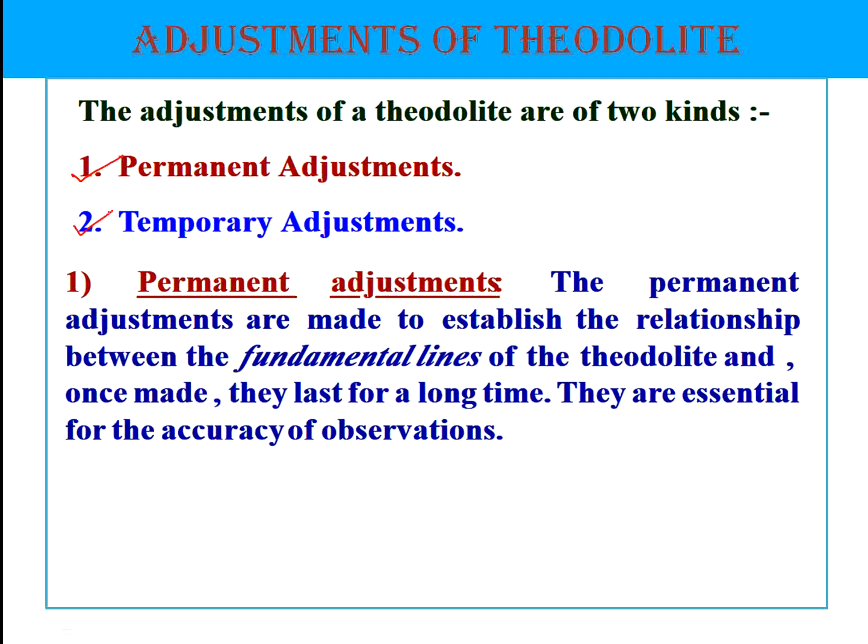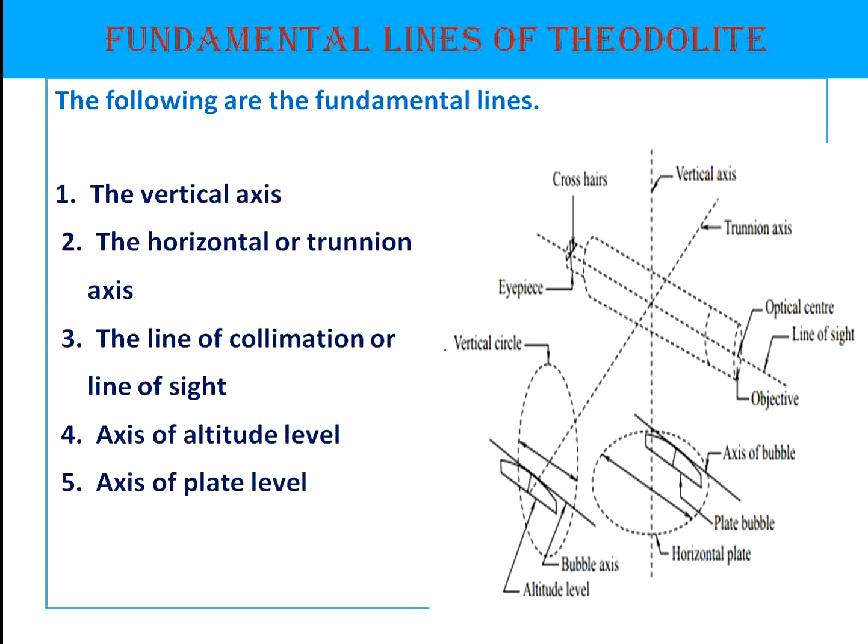We have already seen the adjustment of a dumpy level. The adjustment of the theodolite is the same; the theory will be the same as that of the dumpy level. So coming to the permanent adjustment, these are made to establish the relationship between the fundamental lines of a theodolite. And once it is made, it lasts for a long time. It's essential that this relationship between fundamental lines must be established, so that we will get accurate observation.